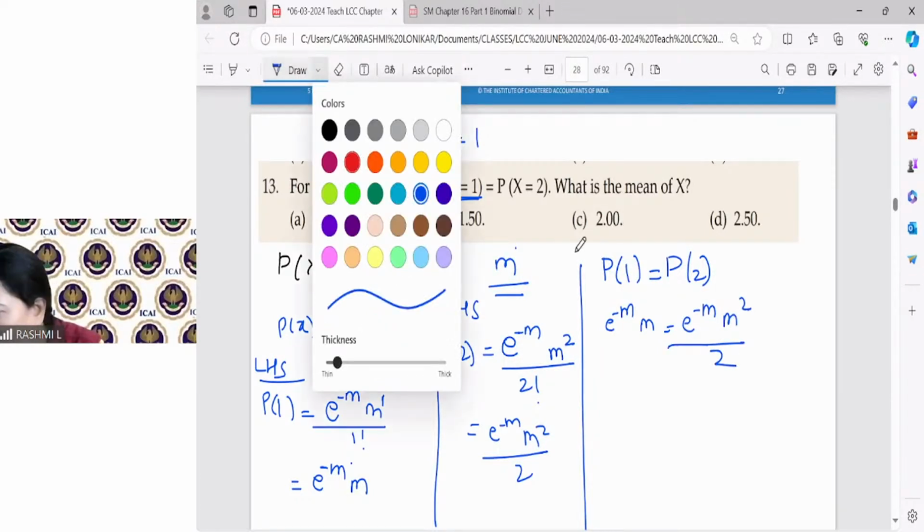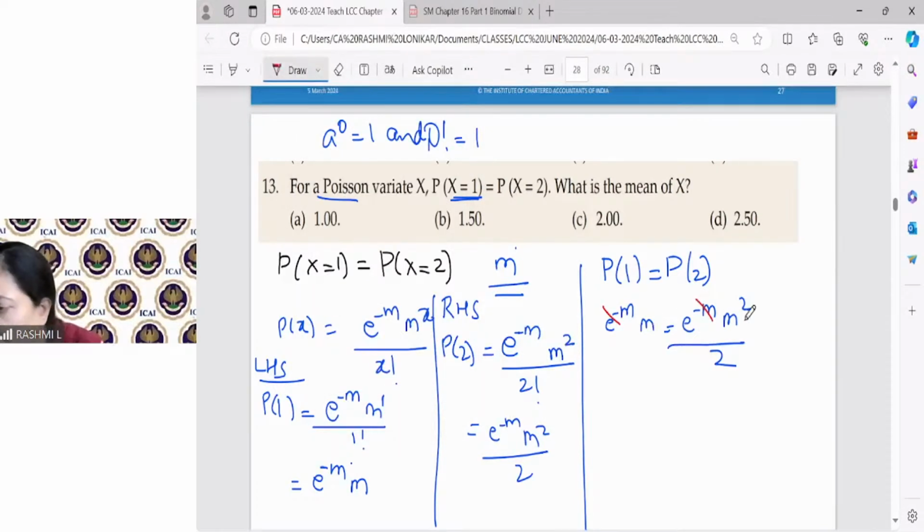अभी e raised to minus m दोनों साइड्स पे ये कैंसिल होगी. यहाँ m है, यहाँ इक्वल टू के बाद में m स्क्वायर है, तो ये m कैंसिल हो जाएगा. So therefore I have 1 is equal to m upon 2 and m is equal to 2. So C will be the correct answer.